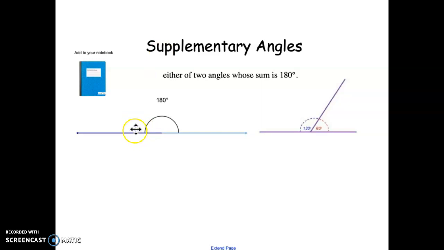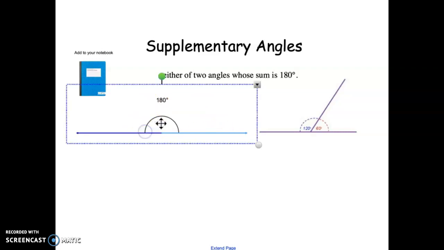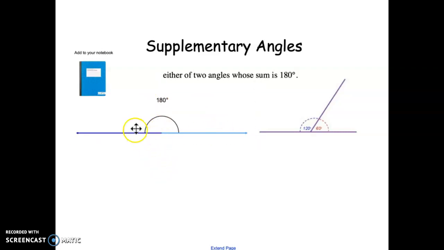So remember, when we talk about that straight line, somebody might say, well, that's 0 degrees. Well, if we're measuring that whole thing, that's 180. So we're measuring this arc, this angle, that's 180 degrees. If we cut that 180 degrees with a line, and now one angle is 120, that means the other angle is 60, because 120 plus 60 equals 180.